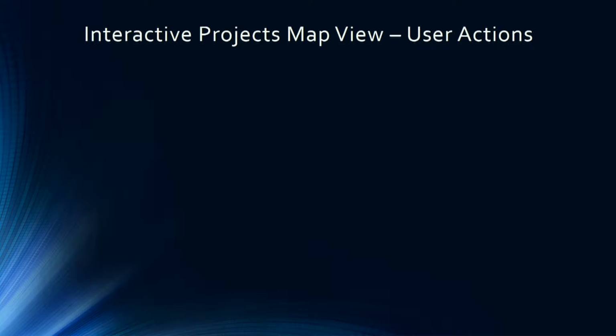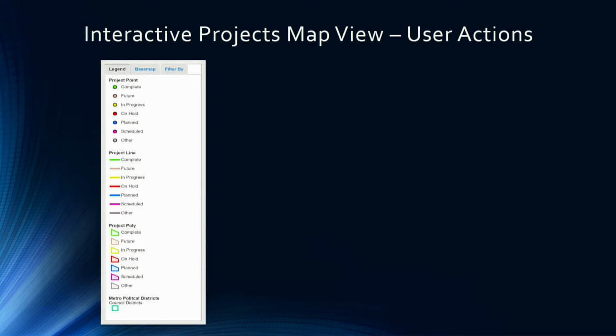1,500 and something plus that's in the public viewer. Okay, interactive project maps, view user actions. This is the legend. As you can see, it's color-coded by status as far as the project being complete, in progress, or scheduled. We also have base maps.